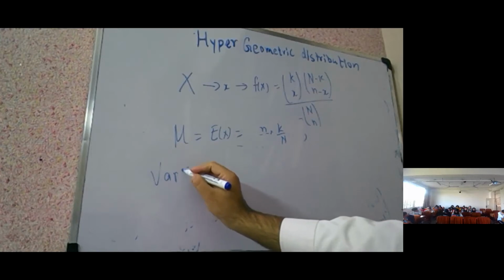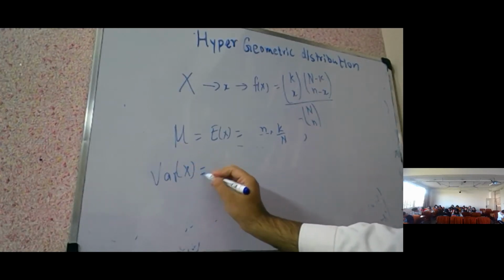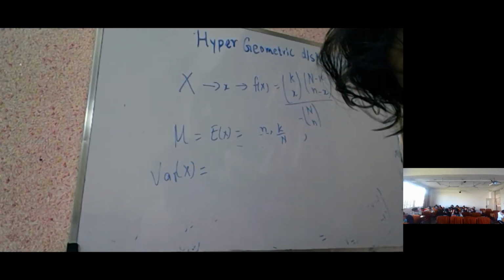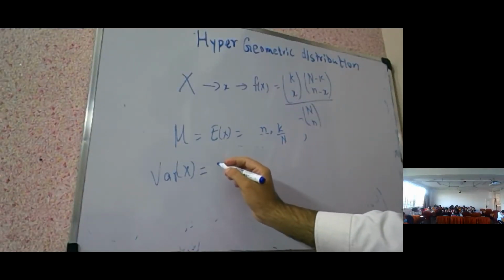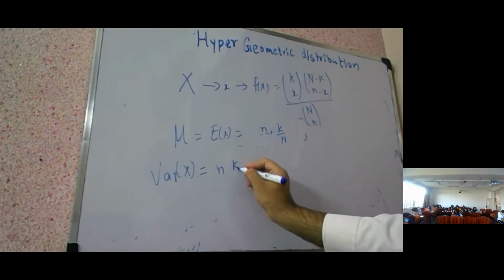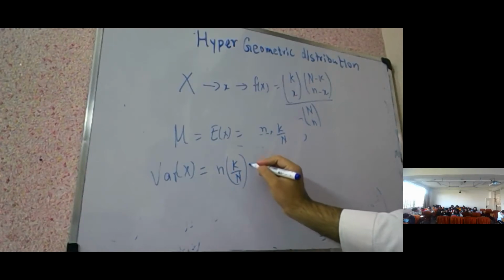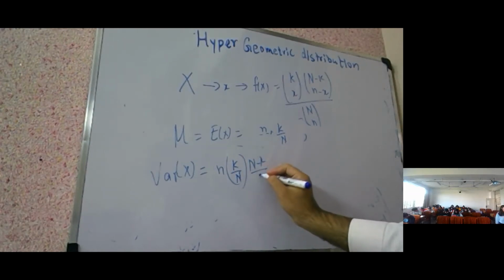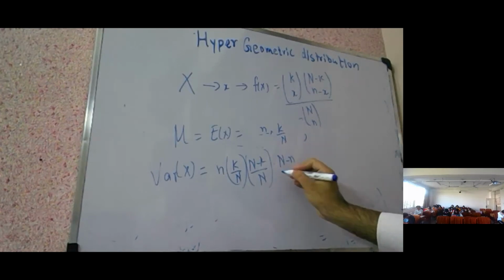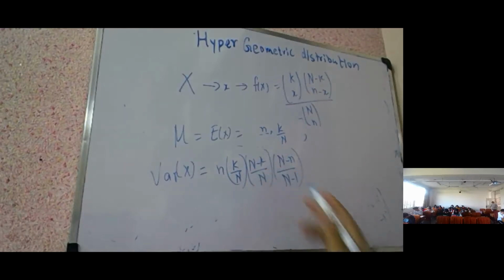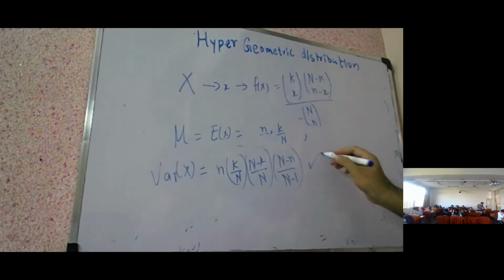So variance of x will be n k upon n, n minus k upon n, times n minus n upon n minus 1. Right? Remember, this is divided, this is not a combination, okay? So that's our variance, that's our mu.